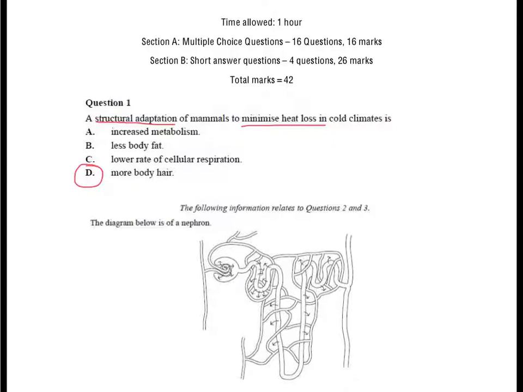Increased metabolism. Yes, that is something that we would expect to see in animals that live in cold climates, but it is not a structural adaptation. That is something that the body does, and so that is physiological. Less body fat, so B, that is something that would actually maximise heat loss. So that's something that we'd see in animals that live in warmer climates. And a lower rate of cellular respiration. Well, cellular respiration actually produces heat, so we'd want to maximise that rate in an animal that lives in a cold climate, which means that the correct answer is D.